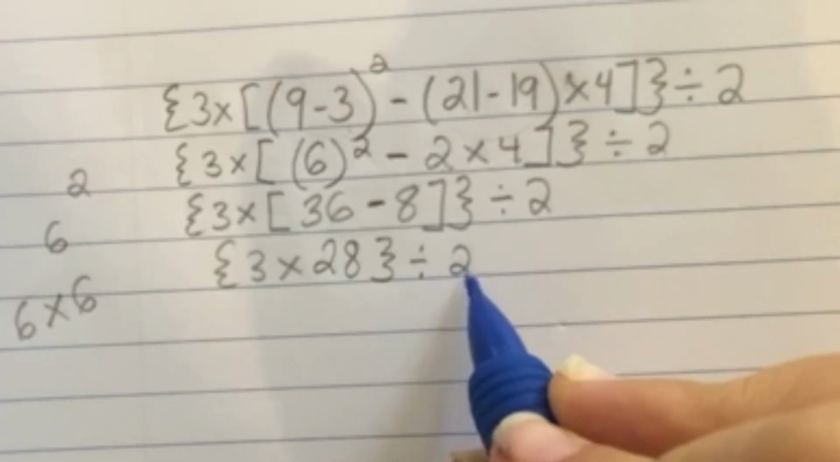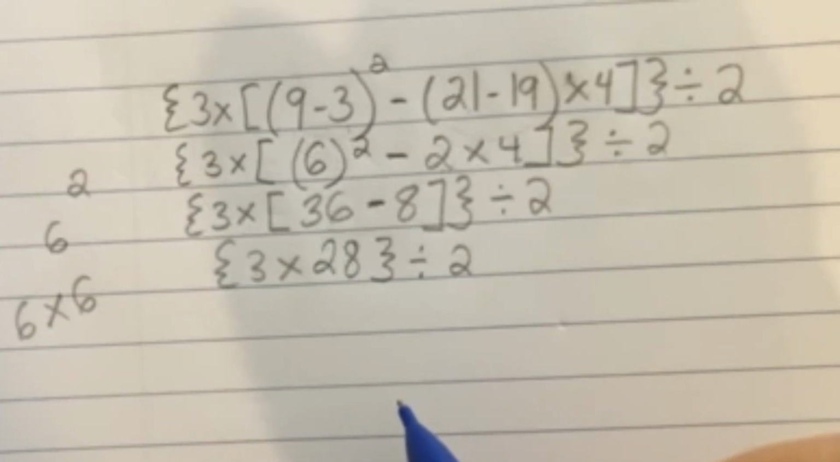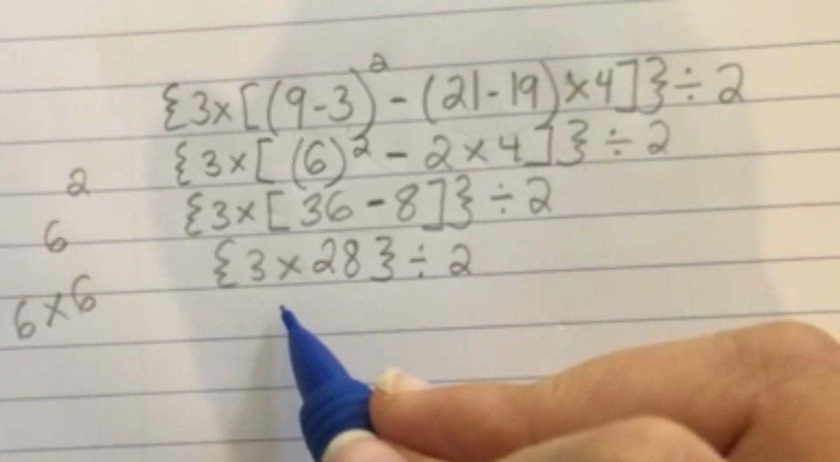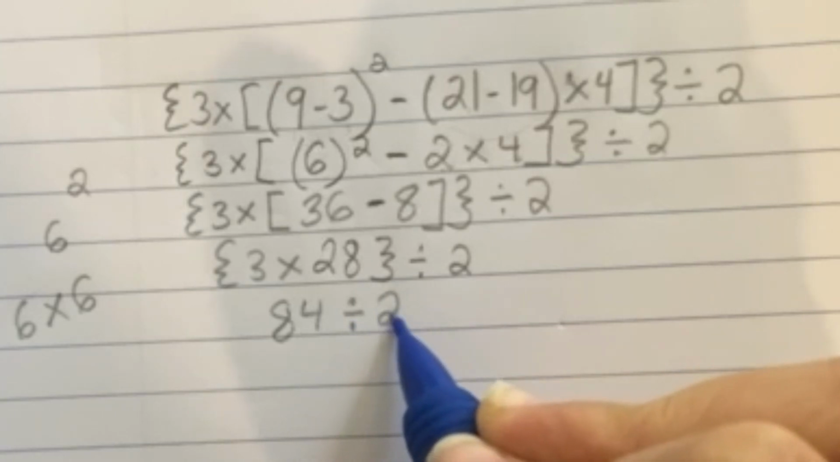Finally, we have what's in our brace, and that's the last parentheses we need to deal with before dividing by 2. So we'll have 3 times 28, which is going to give us 84. And finally, dividing it by 2, we will be left with an answer of 42.